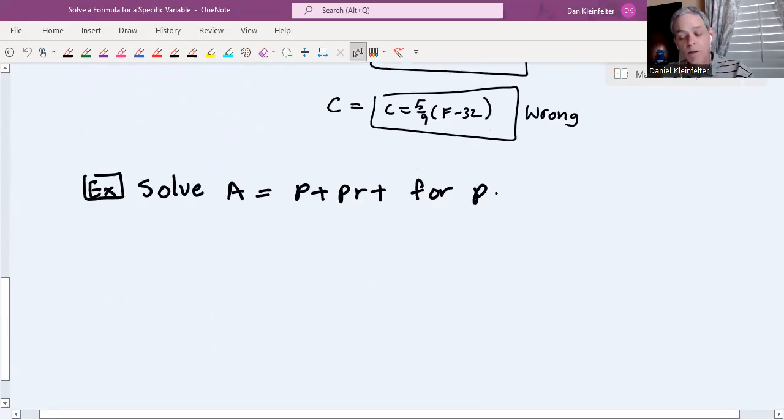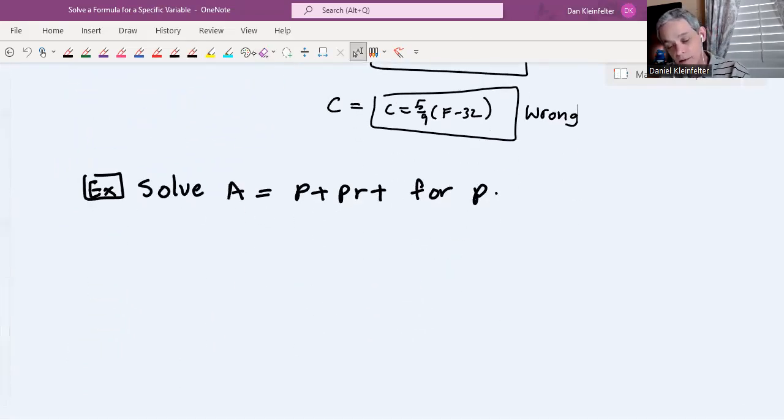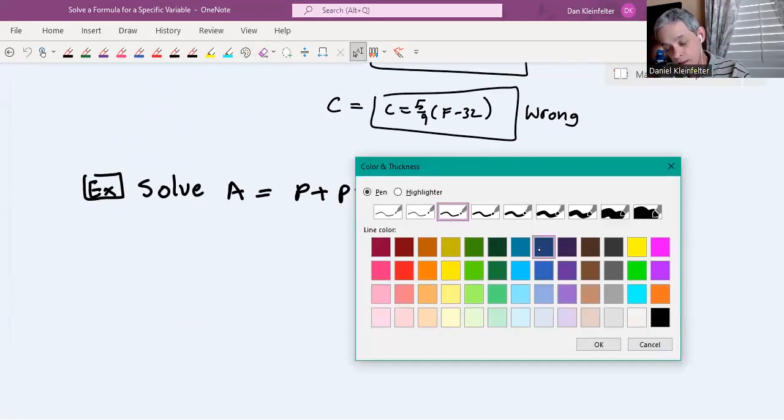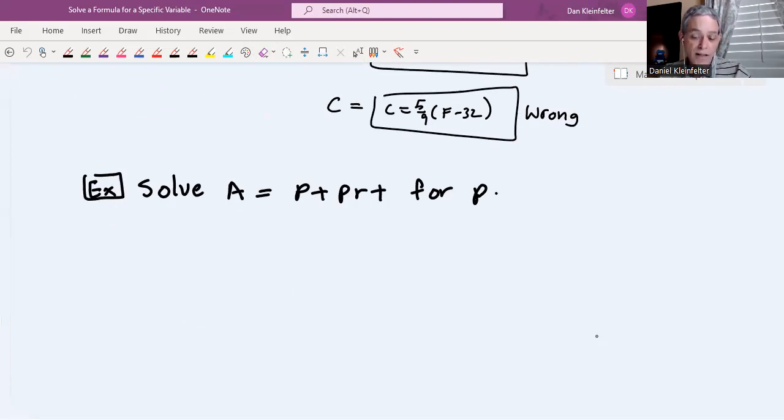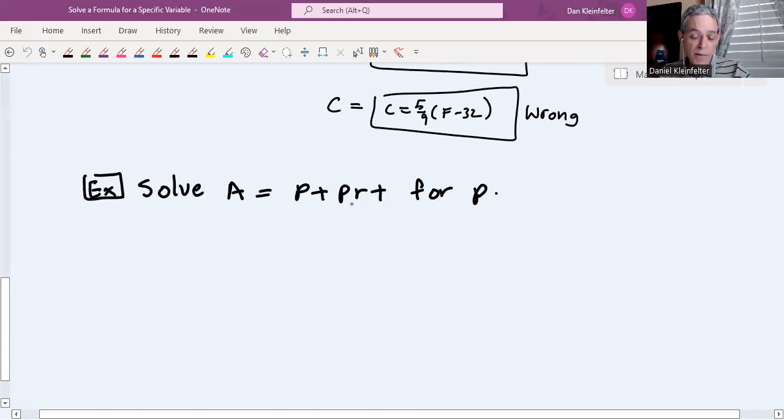Okay, so next up, we're going to solve this one. A is equal to P plus P times R times T. This is an equation relating interest on an amount, a principal of P at an interest rate R, at a time of T. We had a formula for interest before that calculated just the interest. A here, that's the future amount. That includes the principal. You can see that it's principal plus the principal times rate times time. We want to solve this one for P.